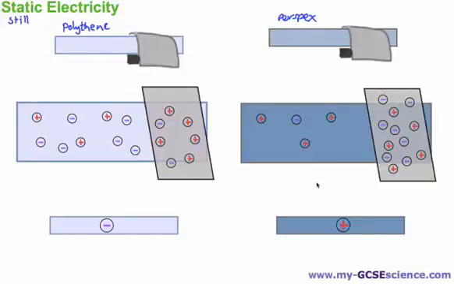Now you don't need to memorize which kind of material will gain or lose electrons. What you need to be aware of is the fact that electrons can move, and the substance that the electrons move onto becomes negatively charged, and the substance that the electrons move away from becomes positively charged. Okay, and at the moment here we have that scenario described.